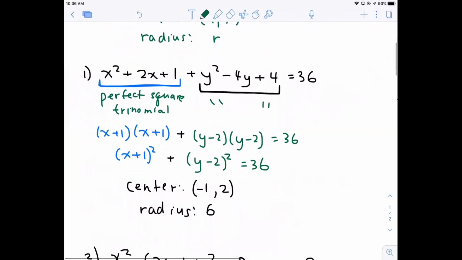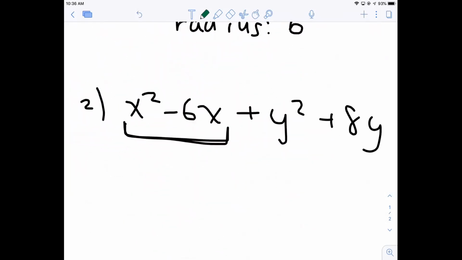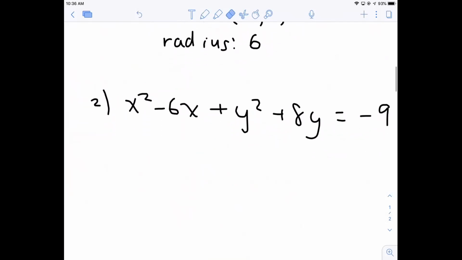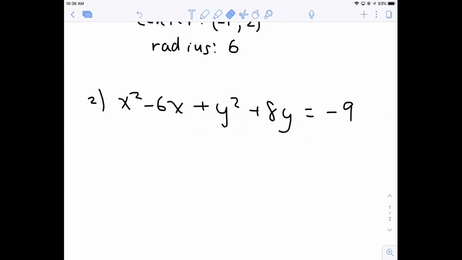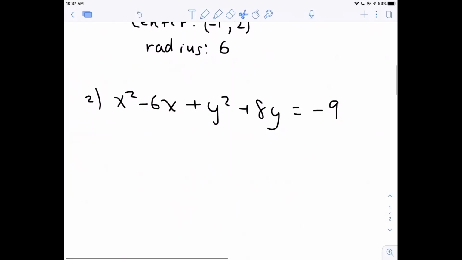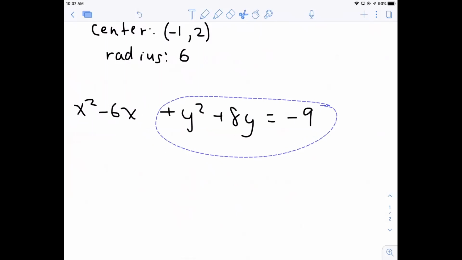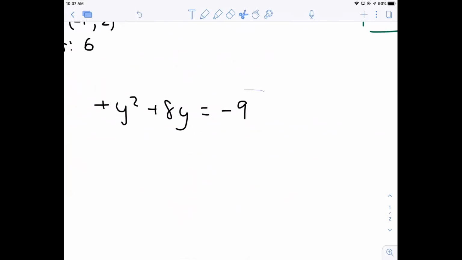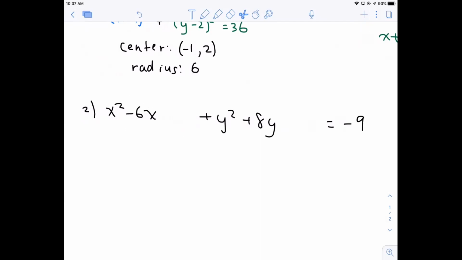Wouldn't it be nice if this here were a perfect square trinomial? Right now it's obviously not. So what could we do to make it a perfect square trinomial? Think back to Algebra 1. There is a very fundamental skill that you learned in Algebra 1 that we could use here to make this a perfect square trinomial, and therefore get it into center radius form. I'm hoping some of you are thinking about it. I actually do want you to think about what we could do.